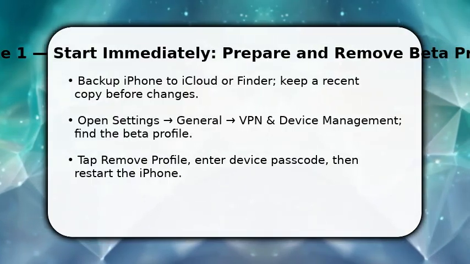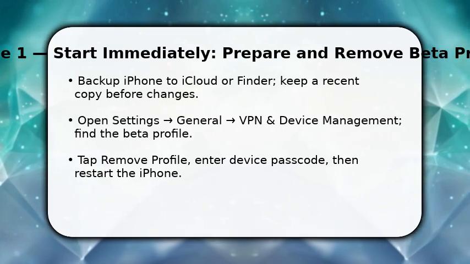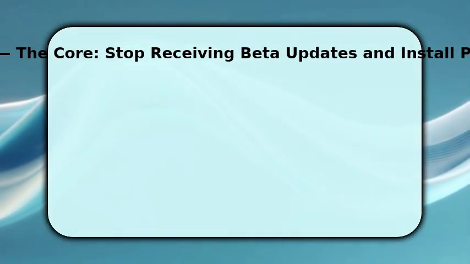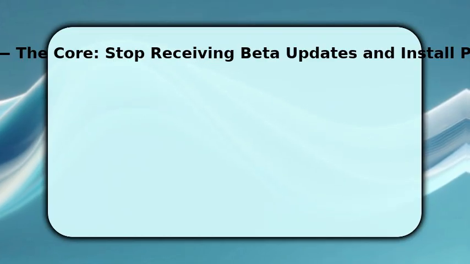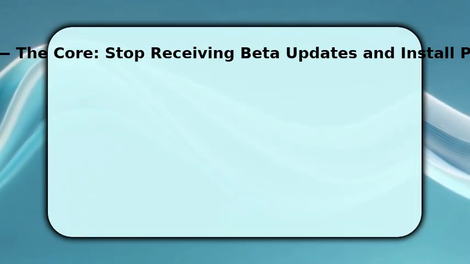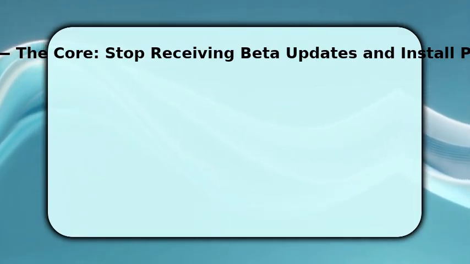Once the profile is gone and the phone has restarted, head to Settings, General, Software Update to check for the public iOS build. If a public release is available, tap Download and Install. Make sure you are on Wi-Fi and the battery is at least 50% or the phone is plugged in.